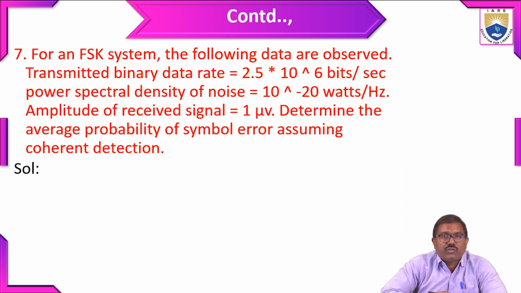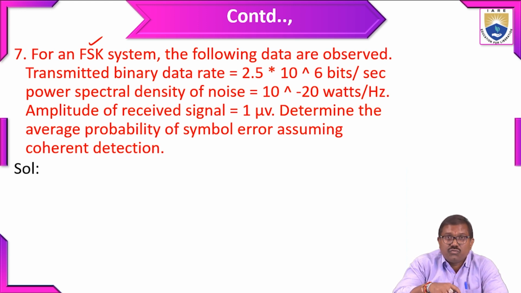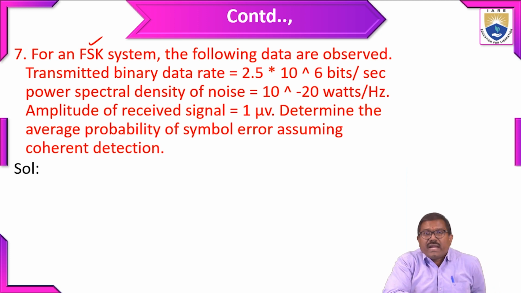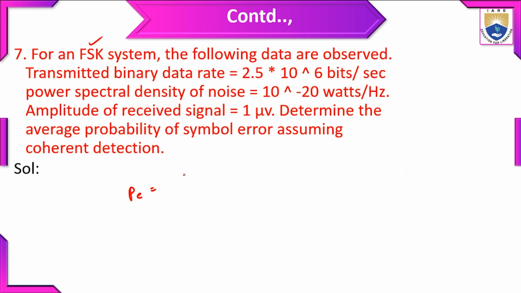So this problem is also regarding the FSK. First, you go to identify FSK. And here which type of detection? Coherent detection. And the given data rate is 2.5 into 10 power 6 bits per second and PSD of noise as 10 power of minus 20 watts per hertz. And given the amplitude. Okay. So first you go to write the required formula. That is equal to 1 by 2 ERFC square root of EB by 2 N naught.